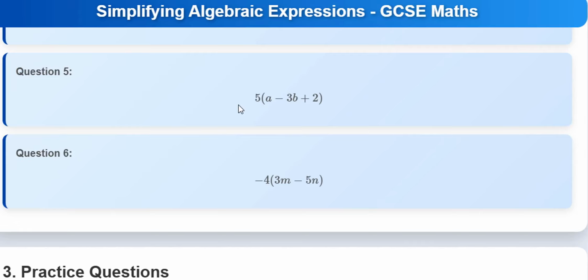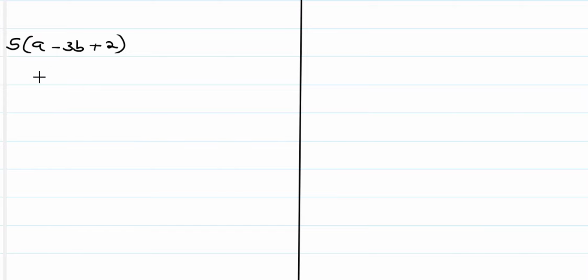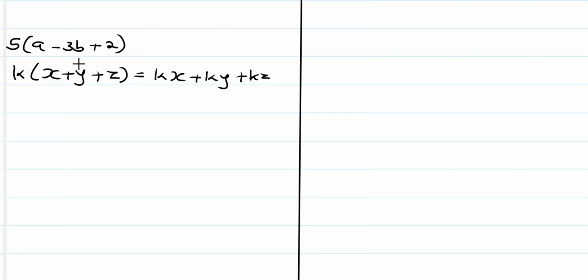How about this one? You are told to simplify 5 into a minus 3b plus 2. Here, we use our other rule where we said if you have k outside the brackets, then x plus y plus z becomes kx, because we took this k multiplied by x plus ky, then plus kz, to take k and multiplied with each individual variable inside the brackets.